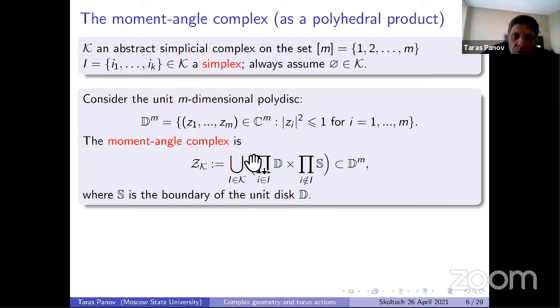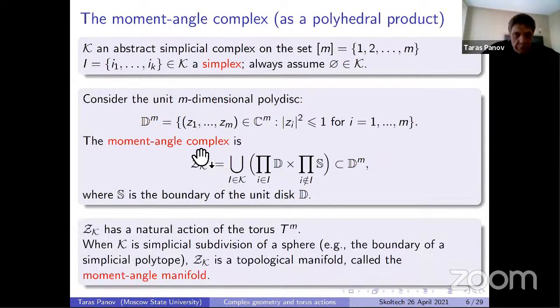And then you take the union of all those products of disks and circles over all simplices in your simplicial complex. So you get some subset in your polydisk, and we denote it Z sub K. So the moment angle manifold was Z sub P, and this is Z sub K. First of all, it has a natural action of the torus, because all those subsets are invariant with respect to the torus action.